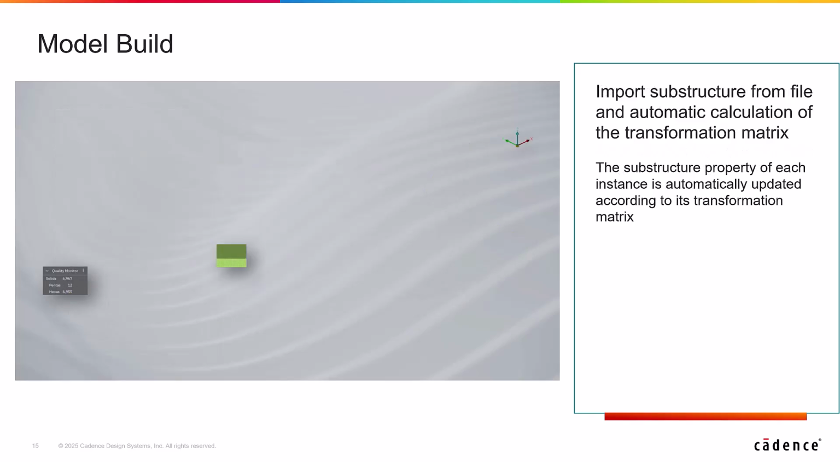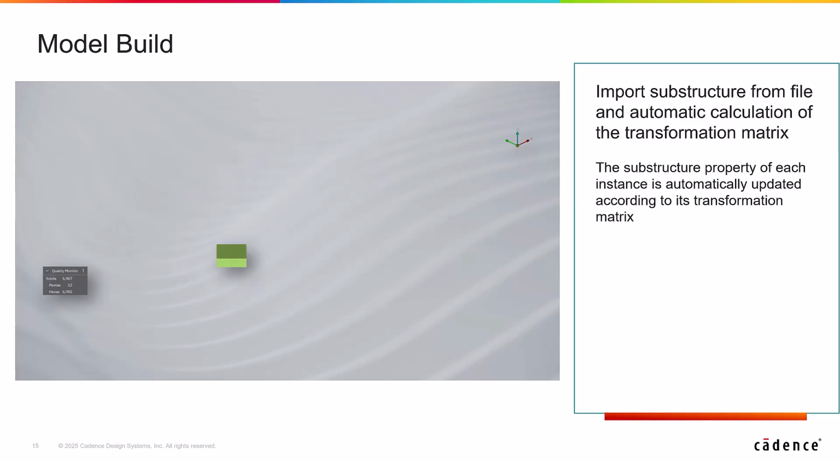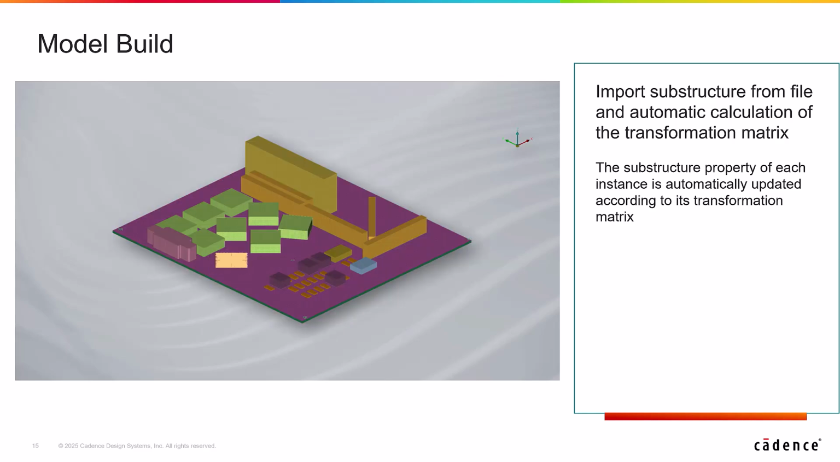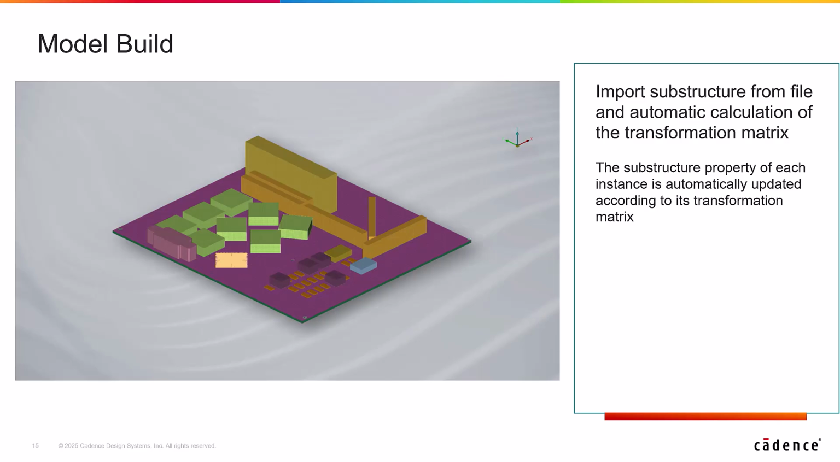We've introduced a new capability that allows users to import substructures directly from INP or ANSA files. What's more, the transformation matrix is automatically calculated based on any transformations applied to the substructure. Additionally, the substructure property of each instance is automatically updated according to its transformation matrix.